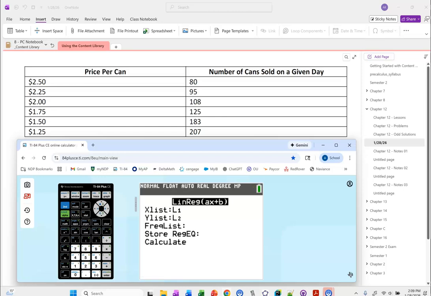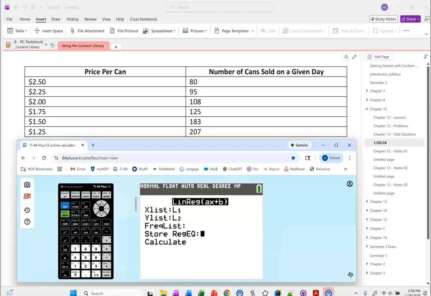So when I do that, it opens up a menu. It says, okay, where are your x variables at? Well, mine were in L1, so I'm going to make sure it says L1. Where are your y's at? Mine were in Y2, so I'm going to make sure it says Y2. Where it next says frequency list, that's always going to be blank for what we're doing in this class. You'll never ever have to fill that in.